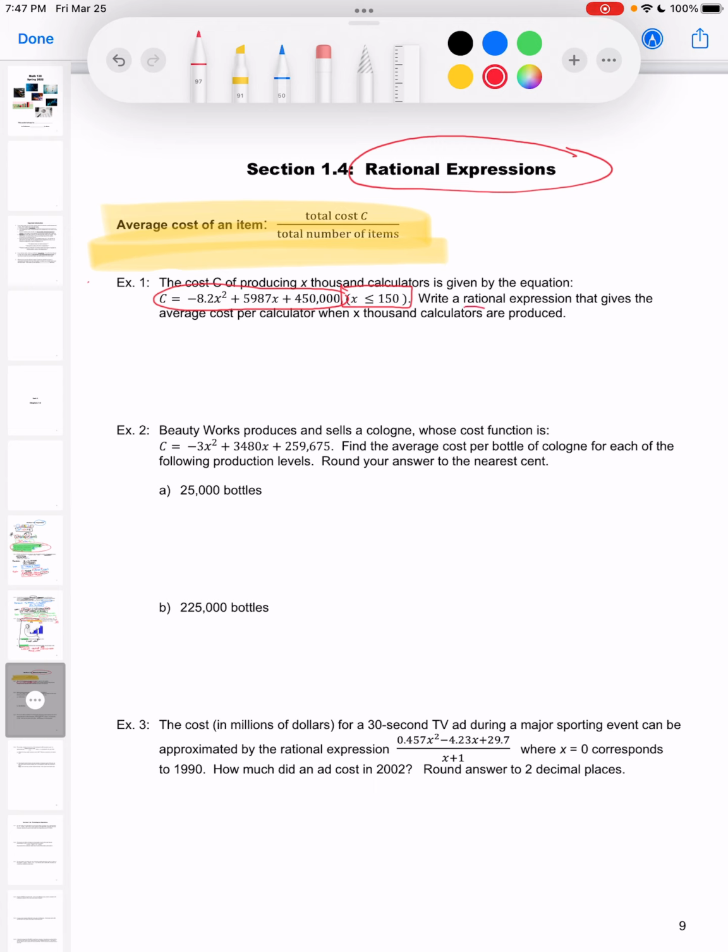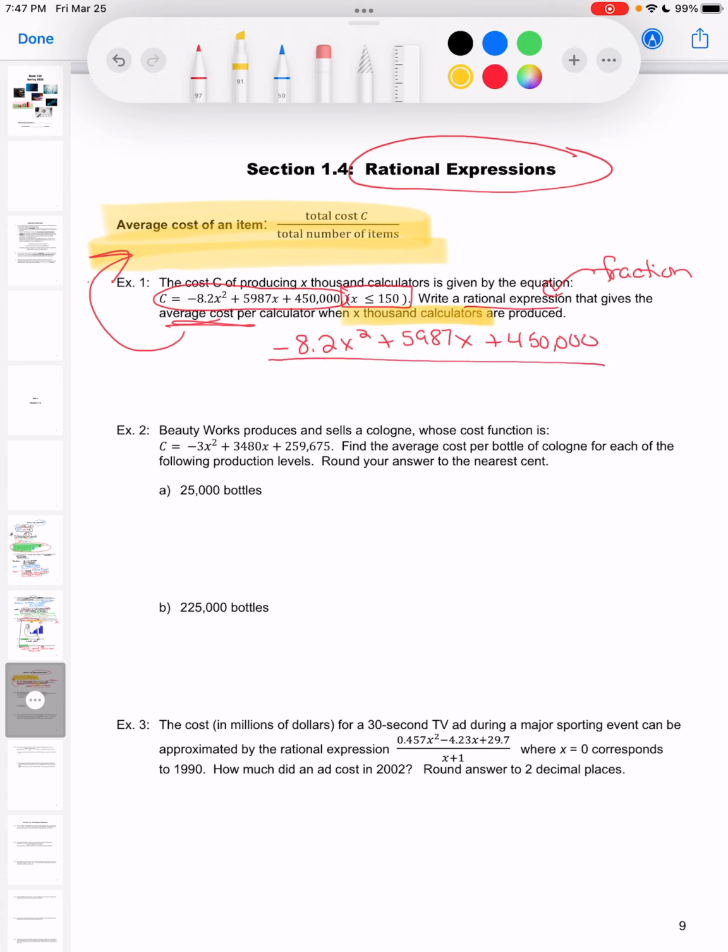The directions ask us to write that rational expression, so that's a fancy word for a fraction, and it wants the average cost, so that's the formula that I have written up above. So I'm going to take the cost, just directly copying over from the directions, and I'm going to divide by the total number, and the total number is that X thousand. We saw that before, in the profit, cost, and revenue from before, we multiplied by 1000x. This time, since we are doing fractions, we're going to divide by it. And that is my answer. I can just stop right there. That is the rational expression.